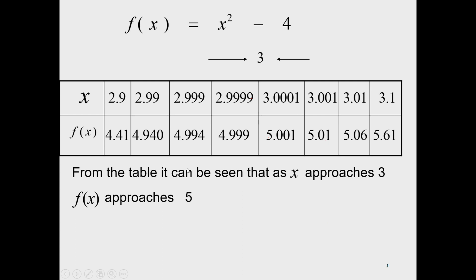That is why we say from the table it can be seen that as x approaches 3, f of x approaches 5. So when x approaches 3, we say y approaches 5. That is the meaning of limits. Limit is basically finding the y value when x approaches some value. That is what we said in the beginning of the slide.